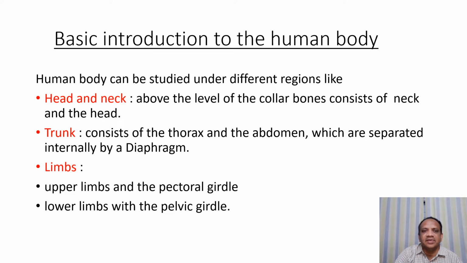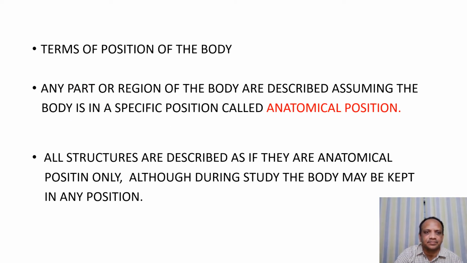So today we will have a basic introduction to the human body again. You all know the human body, for the purpose of study, can be differentiated into a head and neck region, that is above the level of the collarbones. The trunk consists of the thorax and the abdomen, which are separated internally by a diaphragm, and limbs, upper limbs and lower limbs, which are connected to the body by a pectoral girdle and a pelvic girdle. Details of these things we will study when we go through that chapter.